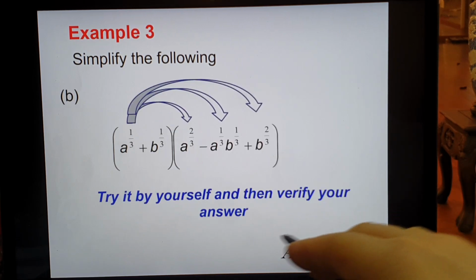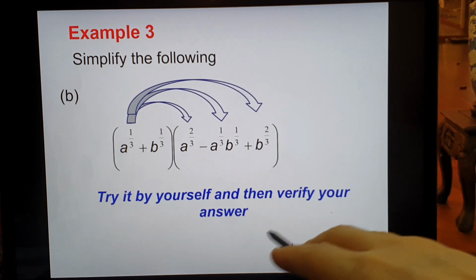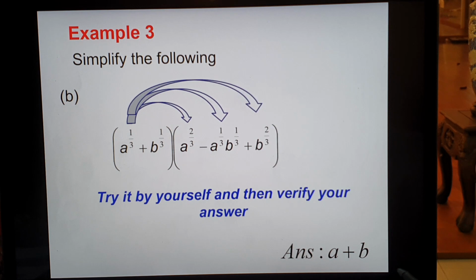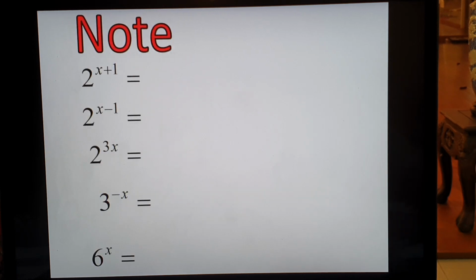Okay? Now try it yourself and then verify your answer. Okay, so you go and try this yourself. Alright, and then check whether this is the answer. Okay, I won't be going through this.